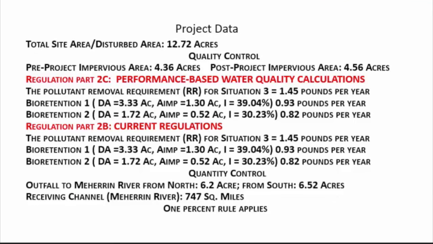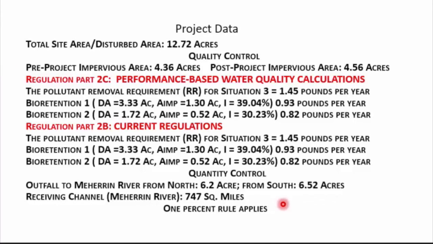The participants will be provided data for this example project, such as that shown in this slide. The total site area is 12.72 acres. The post-impervious area will increase slightly from 4.36 acres before the project to 4.56 acres after the project. Under the performance-based criteria, 1.45 pounds per year of pollutant removal is required.